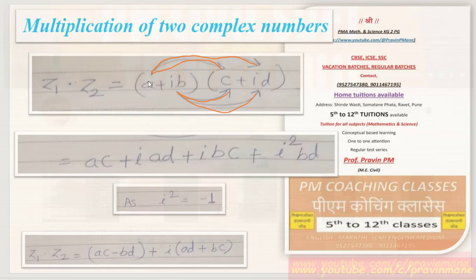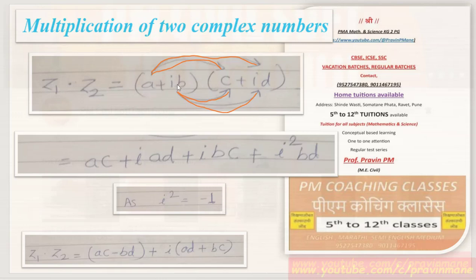So now first we multiply the first term of the first bracket to the first term of the second bracket: ac, plus. Then the first term of the first bracket to the second term of the second bracket: a into id, iota ad. Now plus, we multiply the second term of the first bracket to the first term of the second bracket: ib into c, that is iota bc.